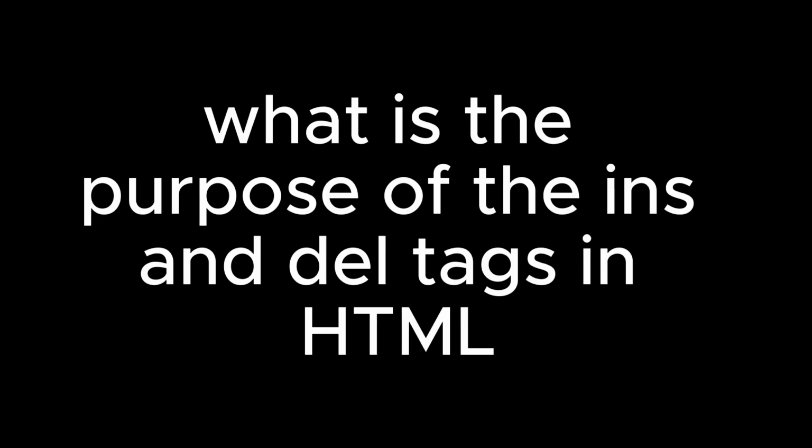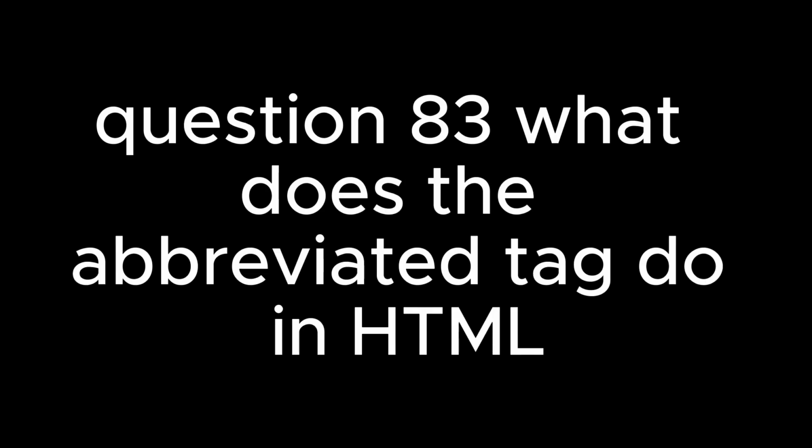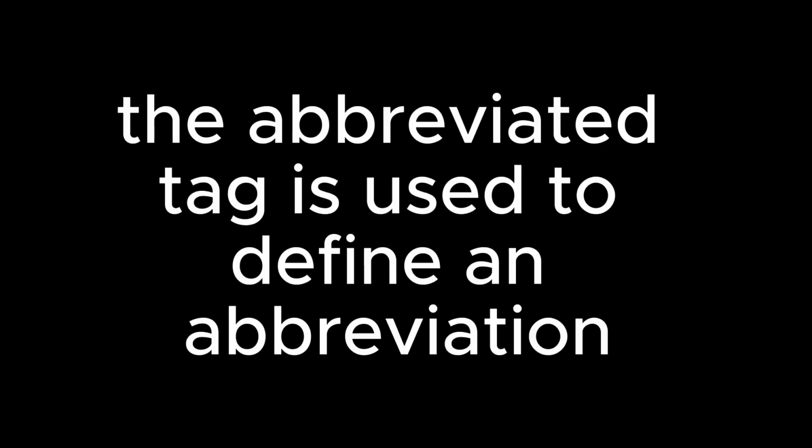Question 82. What is the purpose of the ins and del tags in HTML? Answer. Ins and del tags in HTML are used to represent inserted, added, and deleted text. Question 83. What does the abbr tag do in HTML? Answer. The abbr tag is used to define an abbreviation or an acronym. When you hover over the element, the full description is displayed.